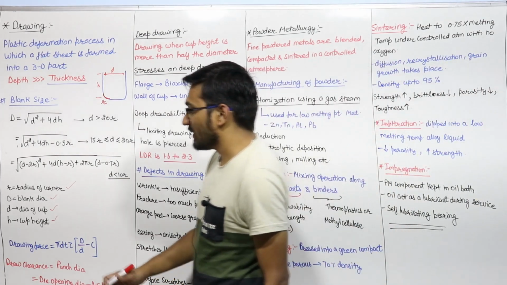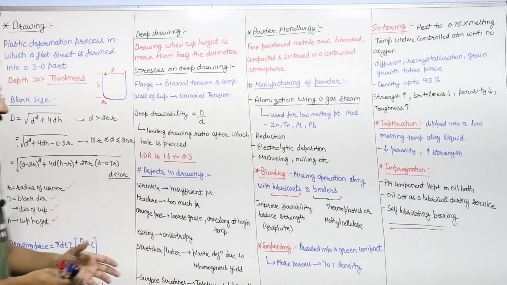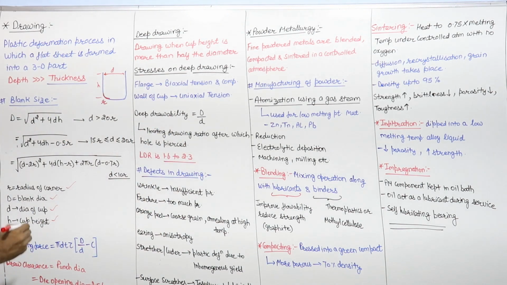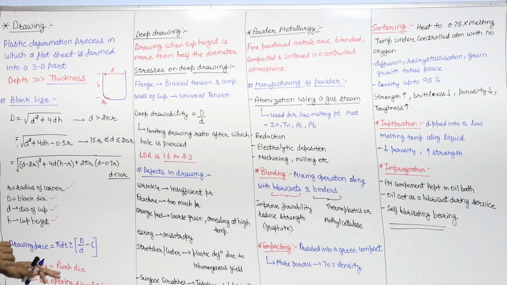And what is the drawing force, how much force is acting on the blank to make this cup of diameter small d? The drawing force will be equal to pi d t into tau into (capital D upon small d minus C).